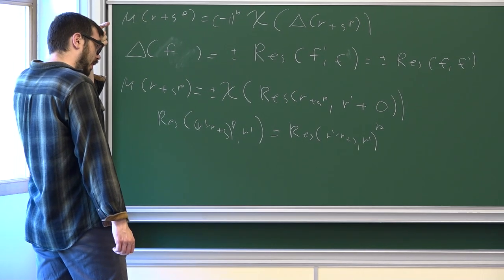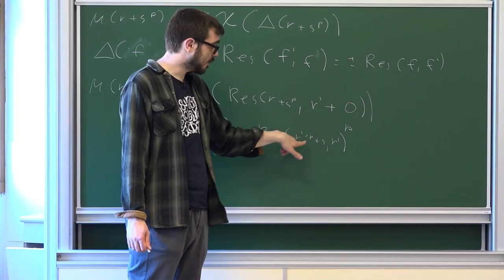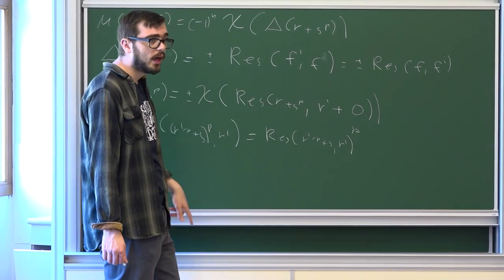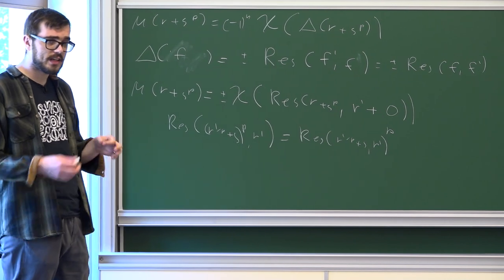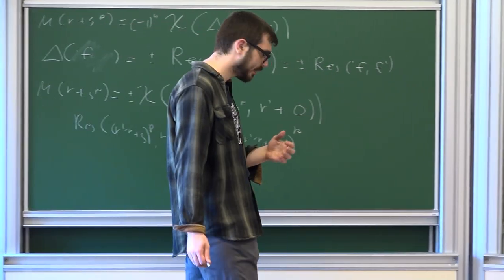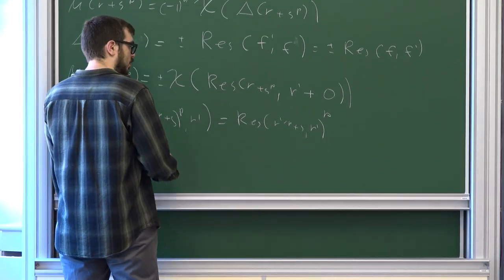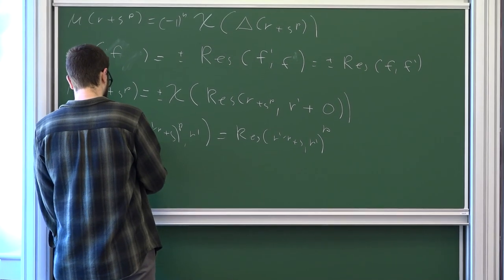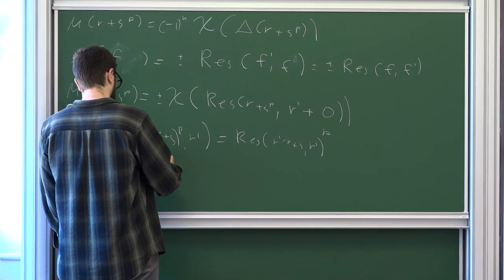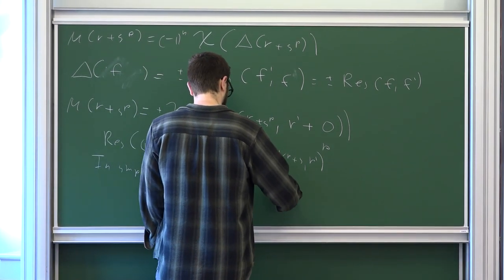So you get a shift of the resultant with R prime. And that's basically a shift of a Dirichlet character modulo R prime. So in kind of the simplest case, we end up with Dirichlet character sums.